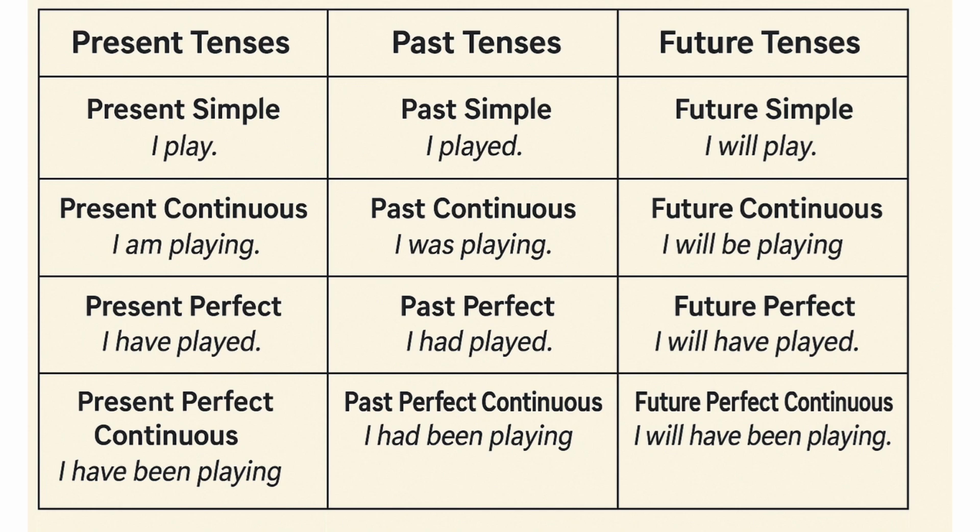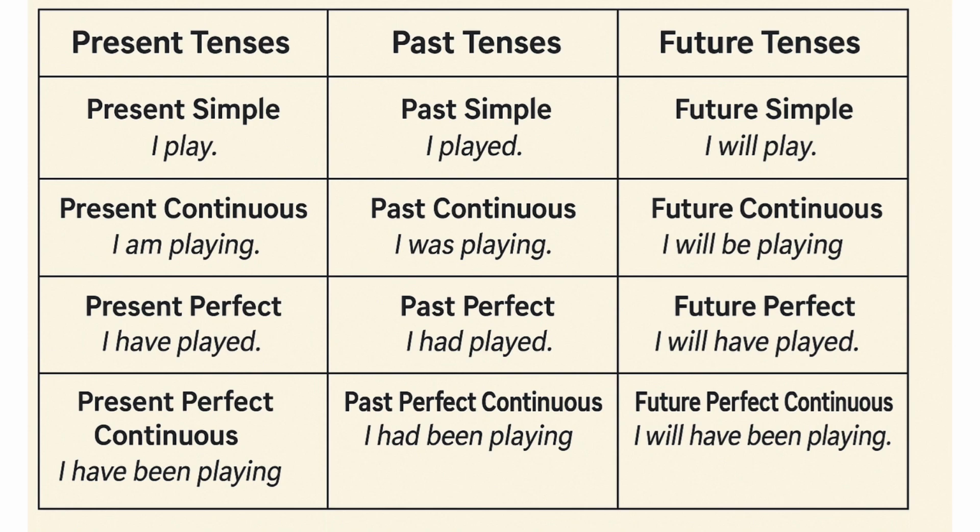Future perfect. I will have played soccer. This means the action will be completed before a certain future time. Future perfect continuous. I will have been playing soccer. This shows how long an action will have continued by a specific future point.